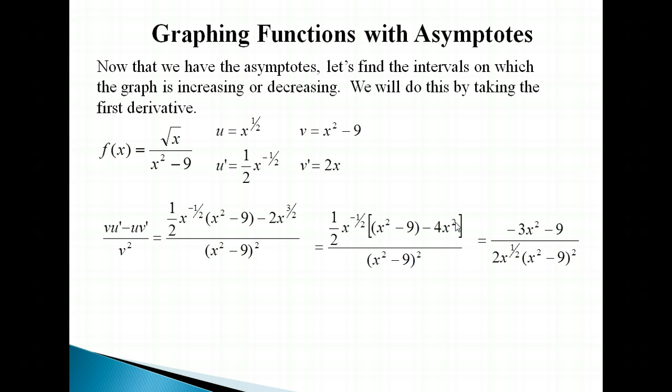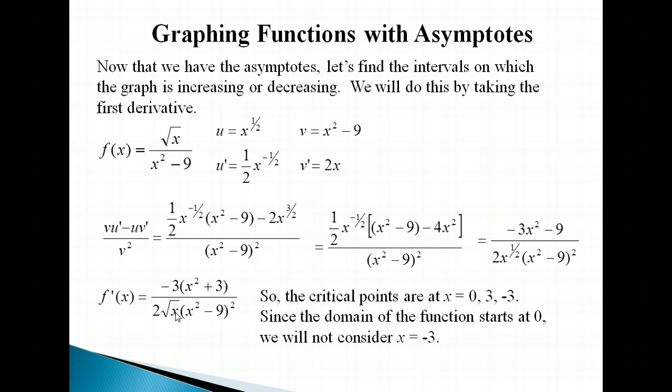Alright, so now what we're going to do is take the 1/2 x to the negative 1/2 and bring it down to the denominator. So it's going to be 2x to the positive 1/2. And then in the brackets here, I just simplified. Now I notice that I have a common factor of negative 3, so I factored that out. And I rewrote my x to the 1/2 as square root of x.